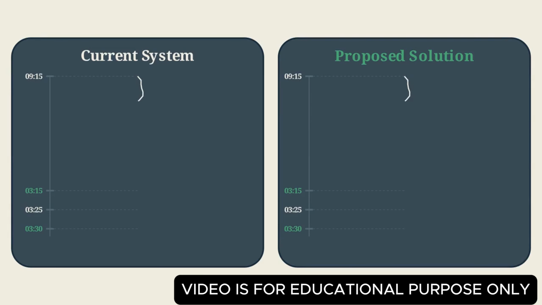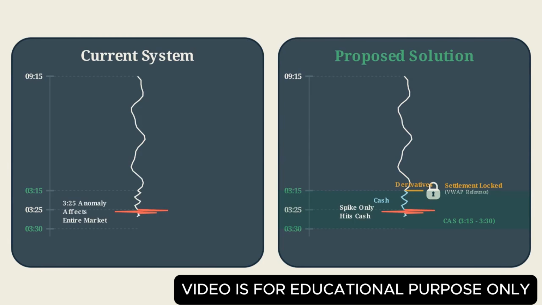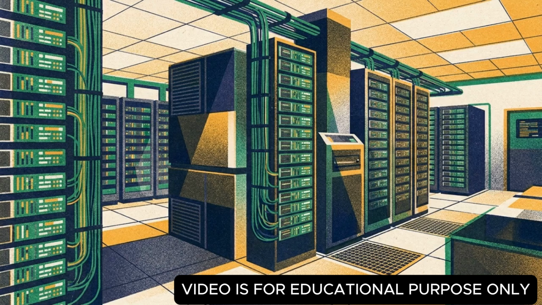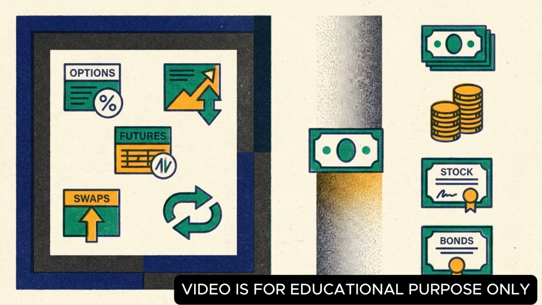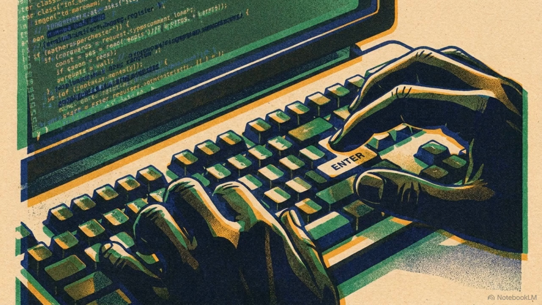Regulators must decouple zero DTE derivative settlements from the cash market's closing auction. By establishing a strict volume-weighted average price reference at 3:15 p.m. exclusively for intraday settlements, the F&O market is locked in before the auction begins. True market integrity requires infrastructure tailored to actual local liquidity conditions. Isolating derivatives from the closing auction removes the incentive to manipulate the cash market, and it is the only mathematical way to disarm the exploit.